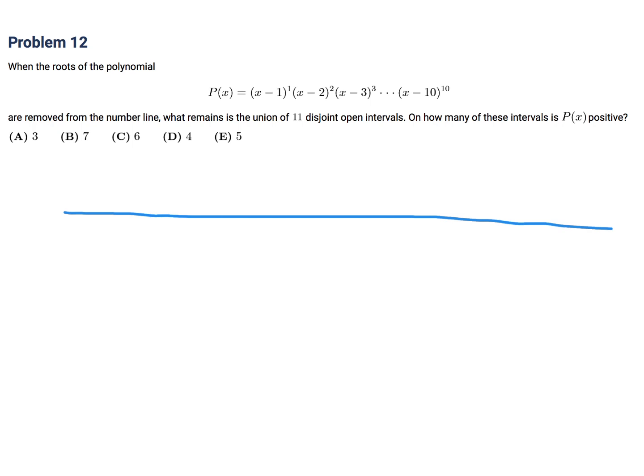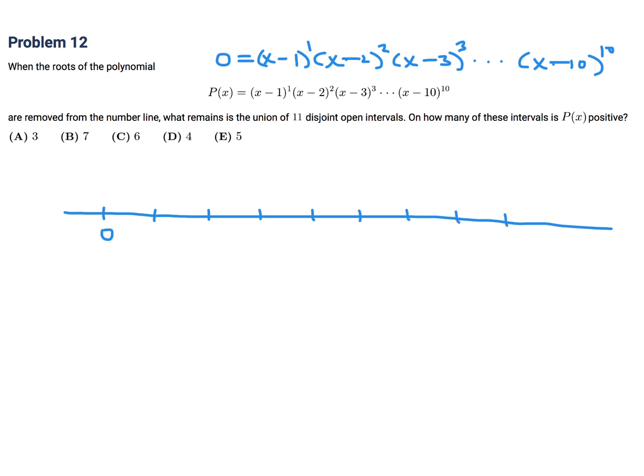And the roots look to me like if you set this equal to 0, x minus 1, x minus 2, x minus 3, and so on all the way till x minus 10 to the power of 10. It looks to me that the roots are 1, 2, 3, 4, 5, 6, 7, 8, 9, 10. So those are the roots. Now, if they're removed, they're going to be 11 intervals.